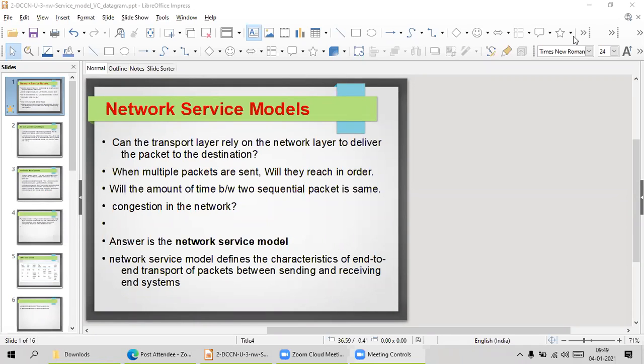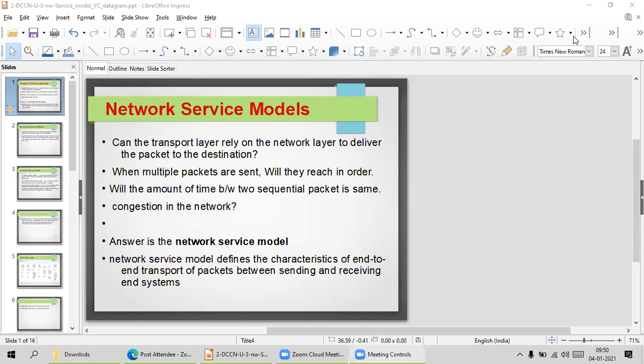If I am saying my network layer is doing all this work, how come the transport layer is perfect, or is it not? Is it going to rely on, depend on that particular network layer for delivering the packets to the destination, for proper transmission of the data? That is the first question.